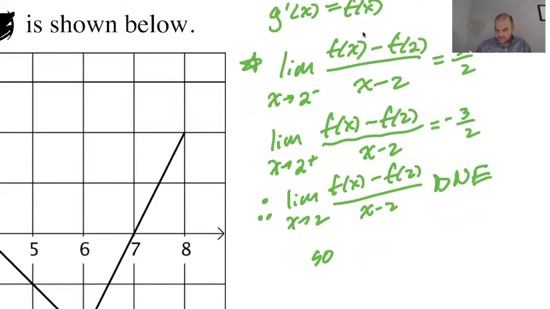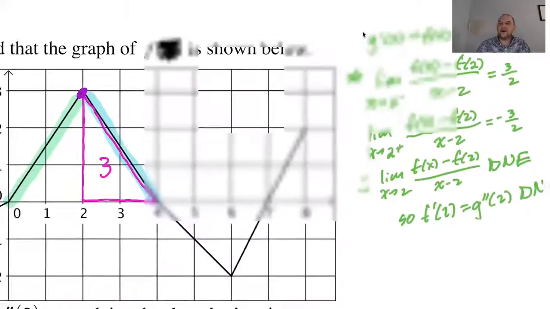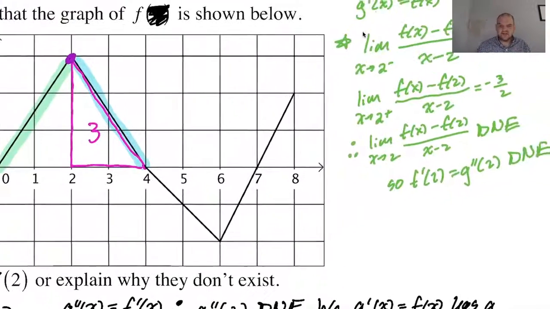So this would be trying to find g double prime, which is f prime of 2, right? So f prime of 2 equals g double prime of 2 does not exist. This is a better answer, but for obvious reasons, I don't like it as much. I mean, look at all that writing we have to do.